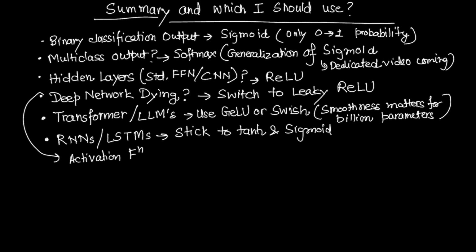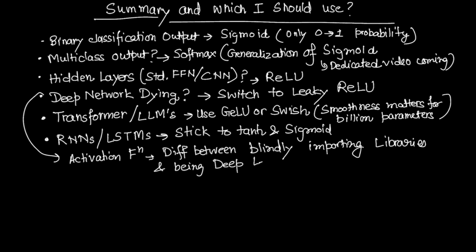Understanding activation functions is the difference between blindly importing libraries and actually being a deep learning engineer. These functions are the vocabulary your neural network uses to express complex ideas. If you limit the vocabulary, you limit the intelligence.